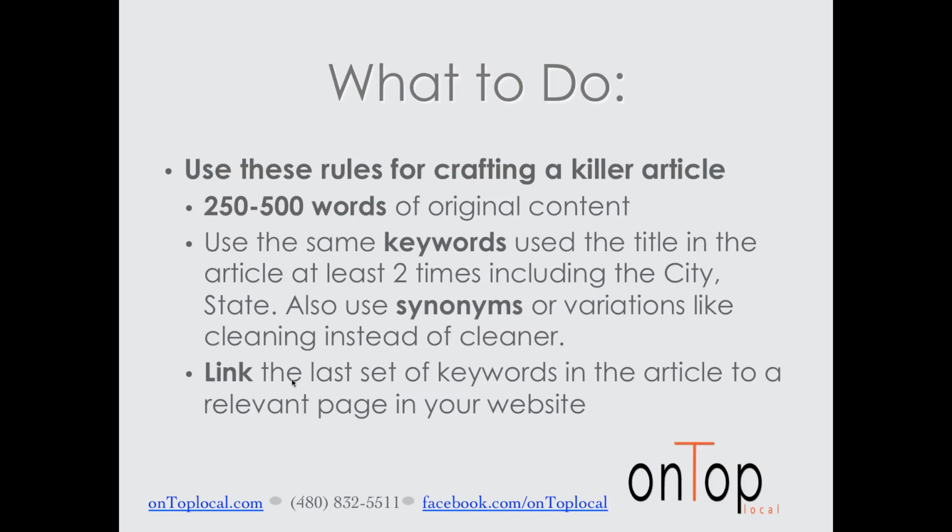Then I used it once. And then towards the bottom of my article, I figure out a way to work it back in there. Again, so I can say, you know, for the best carpet cleaning services in Mesa, Arizona, call Troy's Carpet Cleaning. And now I've worked those keywords in a second time. But it's very important that the keywords and the city-state that you're using in the title of the article are found in the article at least 2 times.